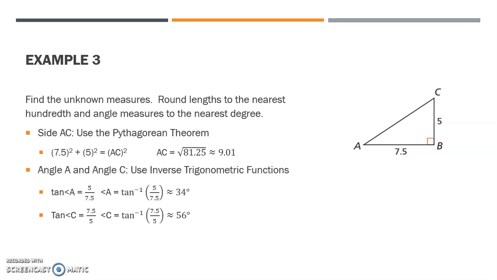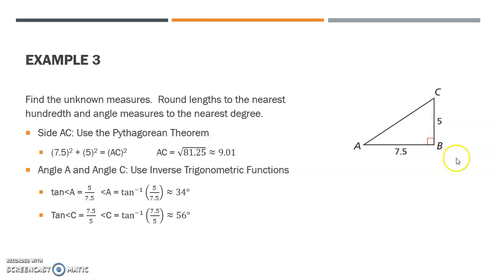Okay, I started with angle A. Angle A is here, and I used tangent. Tangent is opposite over adjacent. I had to use tangent because I don't have the hypotenuse measure here, so I only have the side opposite from it and the adjacent. So tangent of angle A is 5 over 7.5. So what I can do to solve for angle A is use the inverse tangent of 5 over 7.5, and I get approximately 34 degrees.